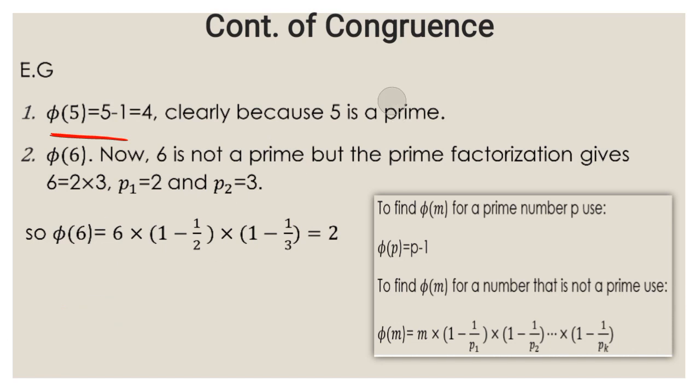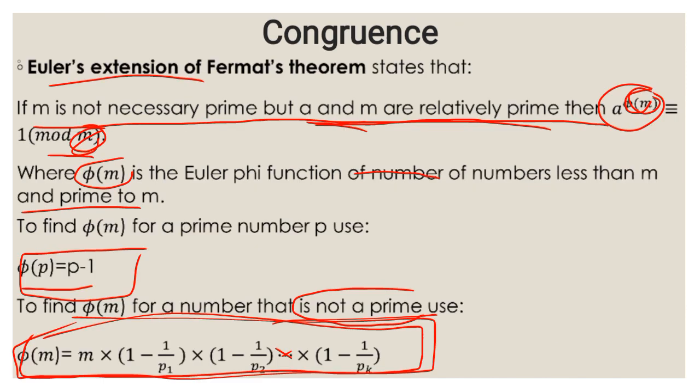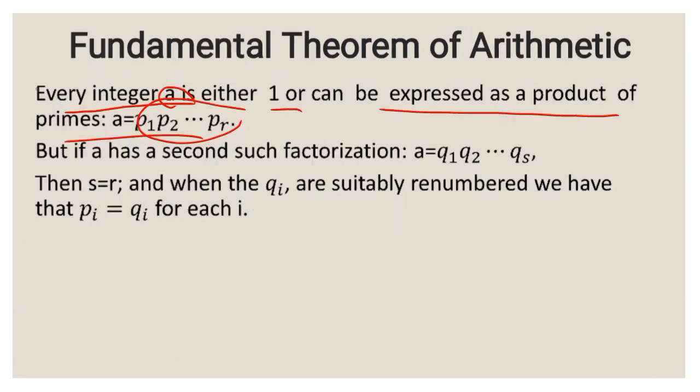So let's see what happens. We have an example on the screen here, and the example is to find phi of 6. Clearly, 6 is not a prime. But what do you get when you factorize 6? You get 2 times 3. That is a prime factorization, like we learned from the theorem. Yes, the fundamental theorem of arithmetic. It says that any integer a is either 1 or can be expressed as a product of primes.